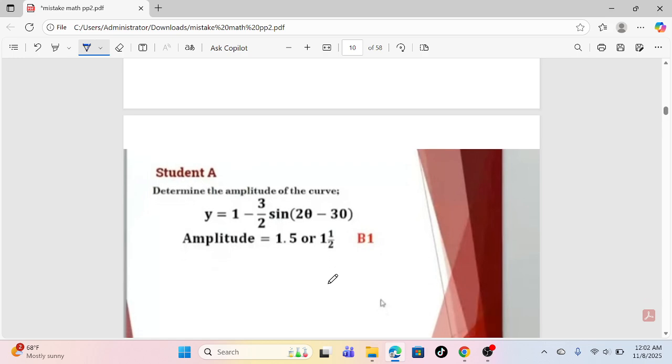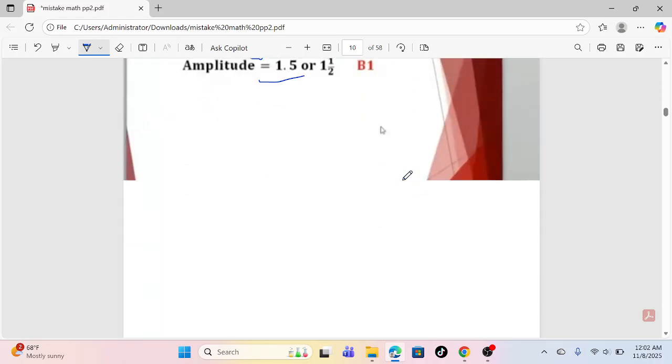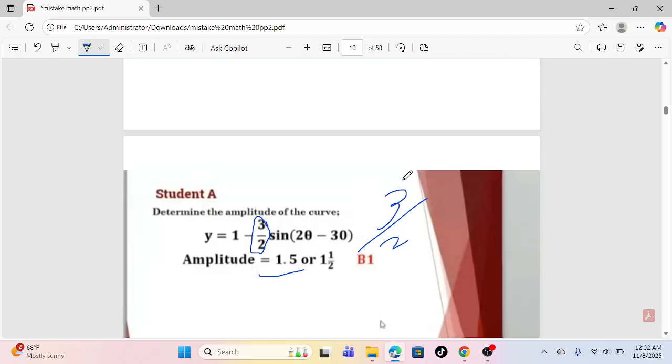Look at this student defining the amplitude of the curve y = 3/2 sin 2θ - 3. The amplitude answer is either 1.5 or 1 over 2, because the amplitude is 3 over 2. Common students write 3 over 2 like this. This is a proper fraction, so the student will score nothing.